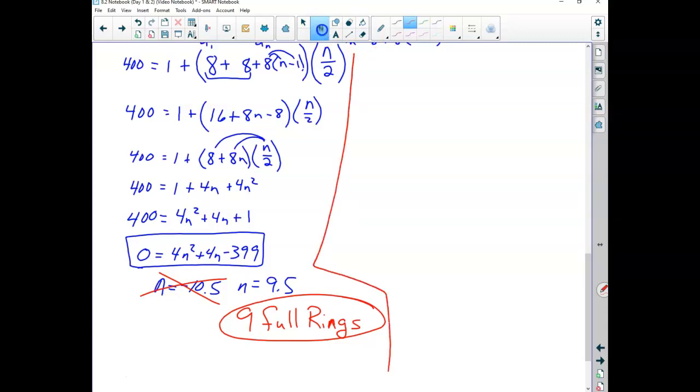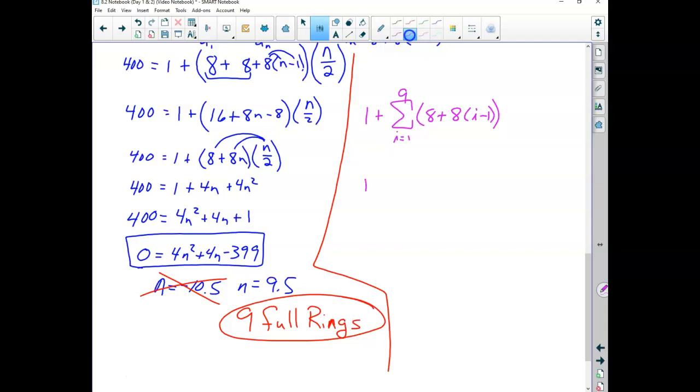What do they want us to know? Here's what they want us to know. How many tiles of the 400 is she going to use? Well, she's going to use the one in the center plus her sum from i equals 1 to the 9th ring, because she's only doing 9 complete rings, of 8 plus 8 times i minus 1. So that's the sum we're looking for.